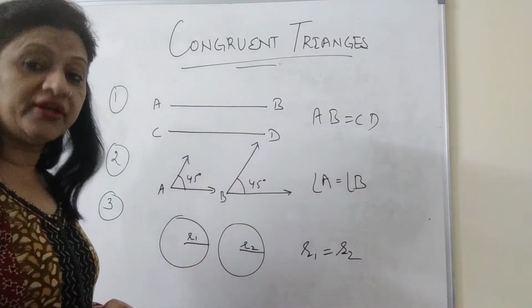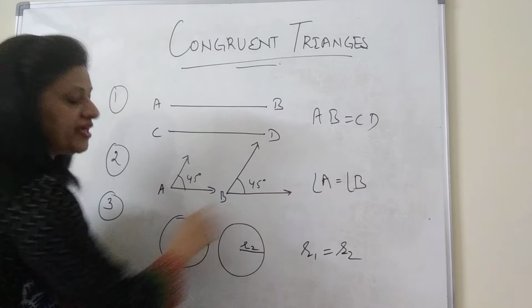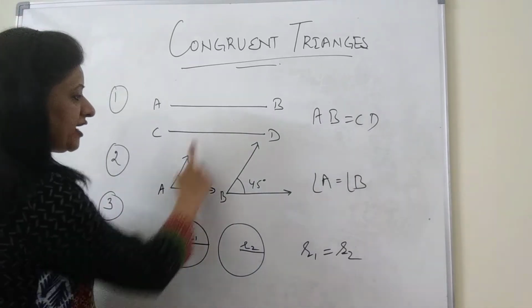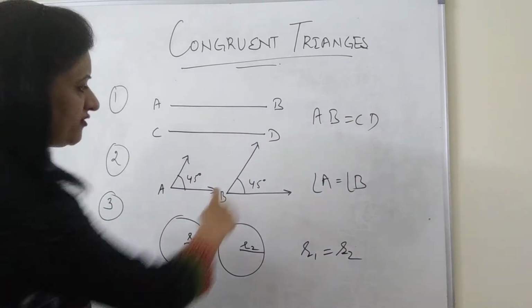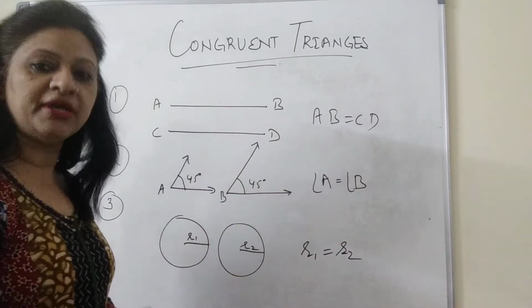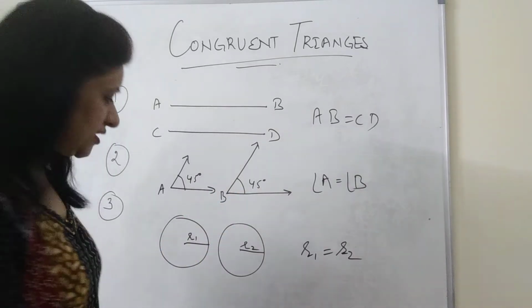One more interesting thing in an angle: the length of the ray is immaterial. We don't count it. Why? Because the ray can be extended to any length infinitely. So even if the length of the ray is different in both the angles and the angle measure is the same, we will say that yes, the two angles are congruent to each other.